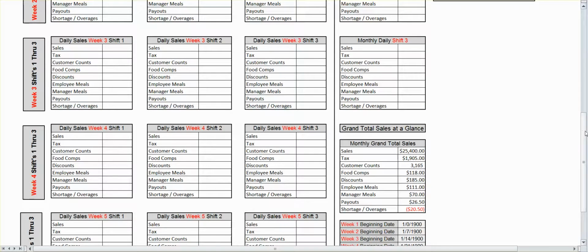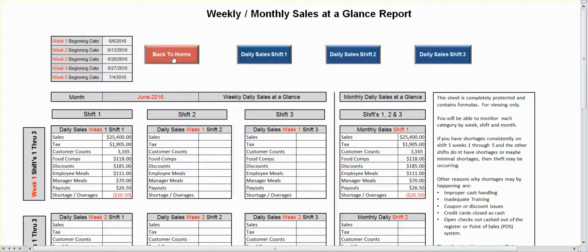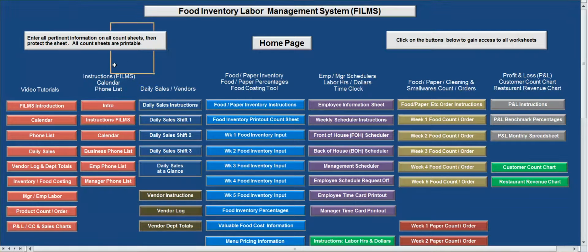All right? So it's a great tool. I would definitely use this. You'll be able to monitor your money and hopefully get any losses down to a minimum.